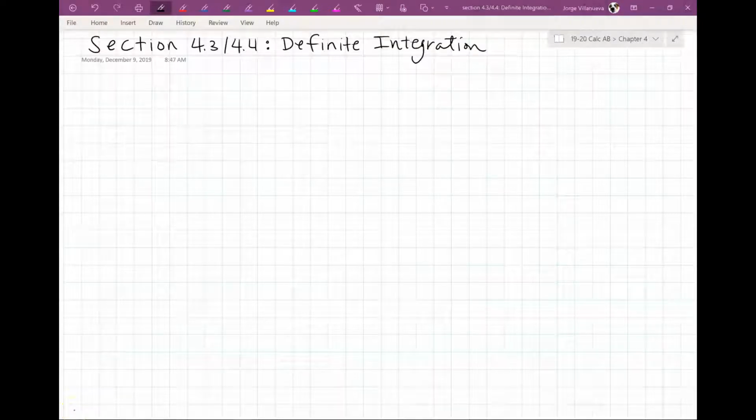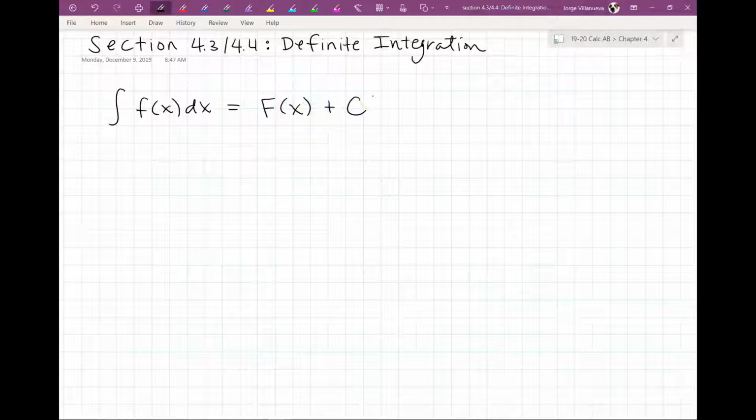All right, so sections 4.3 and 4.4, definite integration. Just a reminder, whenever we had integrals of f of x dx, we're supposed to write big F of x plus c. That's what's supposed to happen when we have something like that. What we're going to be working on today, this is what we call an indefinite integral.